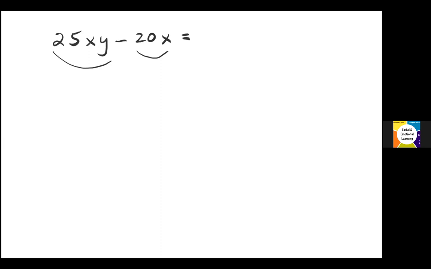Let's think about the numbers, 25 and 20. Are there any numbers that divide evenly into both of those numbers? 5. They both divide by 5. So I'm going to write 5 out front, and then say 5xy minus 4x. So we would have factored this out. Does that make sense? I factored out a factor of 5.